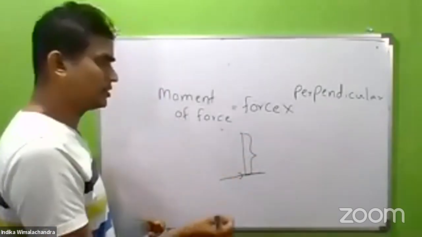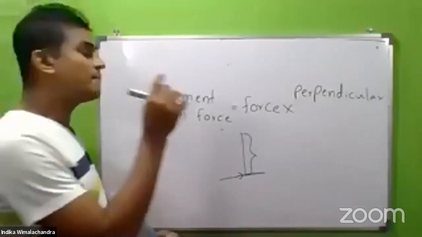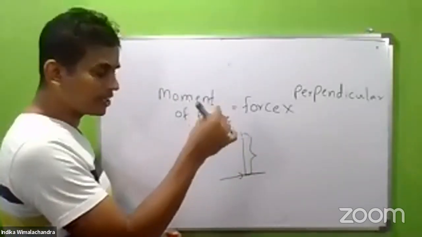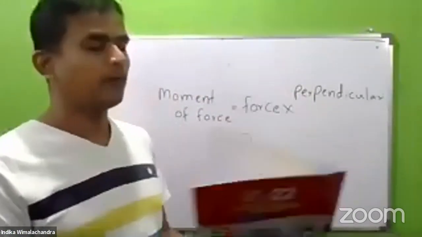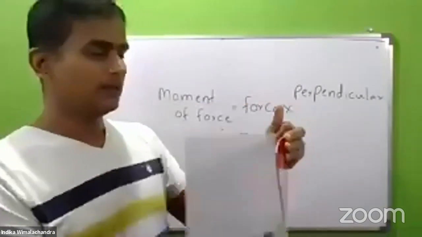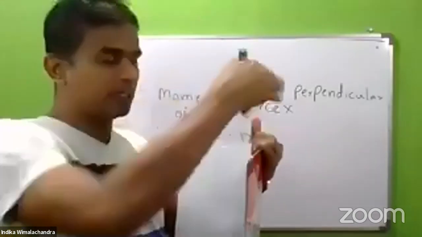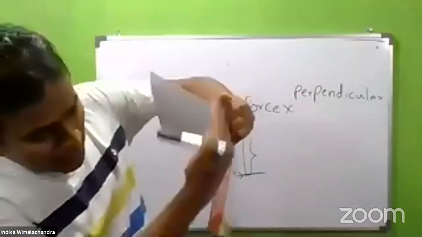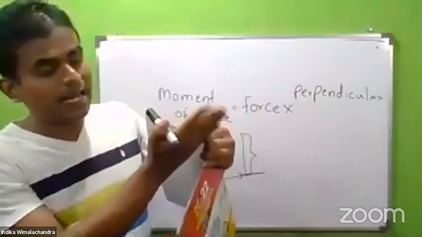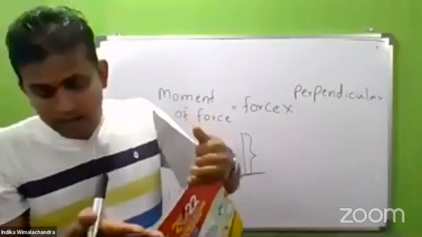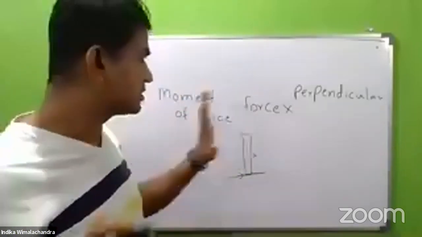Perpendicular distance from the axis of rotation to the line of action. You are going to open the door. This is the line of action. This is the axis of rotation. The perpendicular distance from the rotational axis to the line of action of the force is what we call the moment of force. I'm going to write this one.